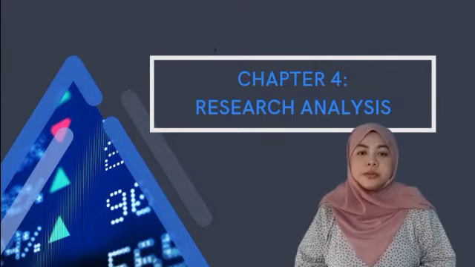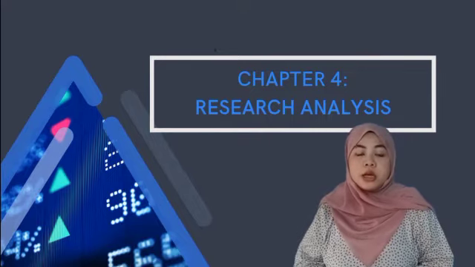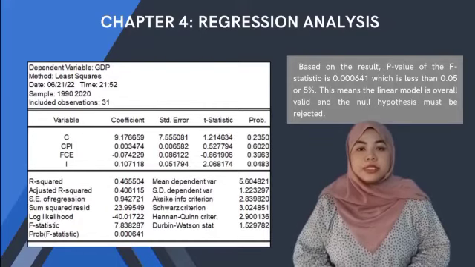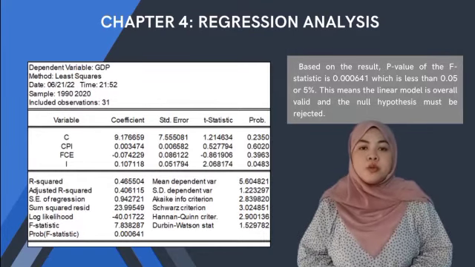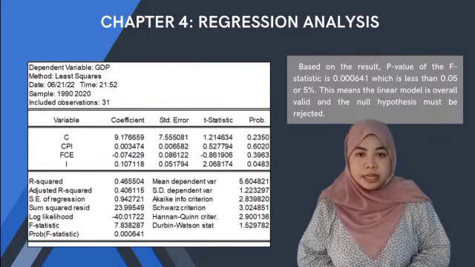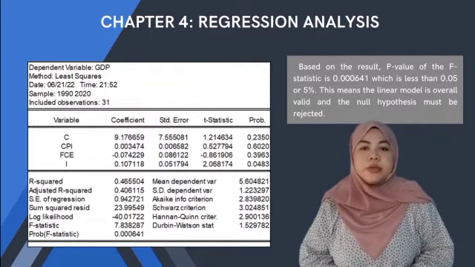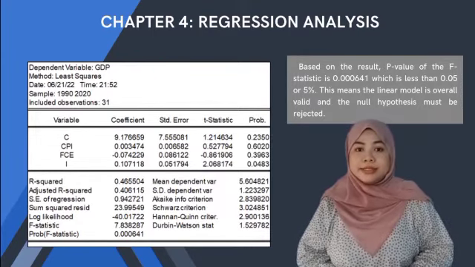A dependent variable's relationship with one or more independent variables is estimated. Based on the result, the p-value of the F statistic is 0.000641, which is less than 5%. This means the linear model is overall valid and the null hypothesis must be rejected.